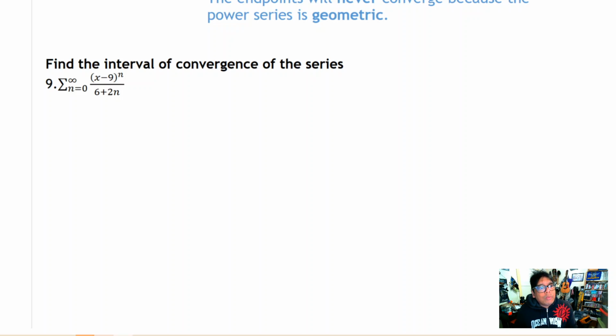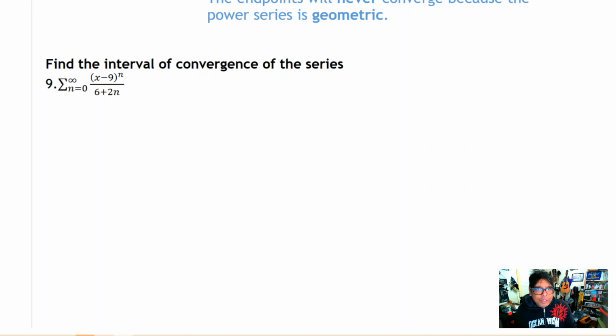Hey everyone, welcome back, and today we're going to be looking at the number 9 question on the Chapter 10 practice test. Now this is a find the interval of convergence for this series, and for all of these questions where you find the interval of convergence, the first thing you should do is double check and make sure that you're looking at a series, if it's a geometric or if it's not a geometric series.